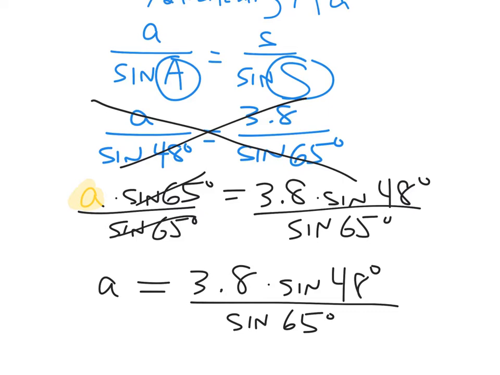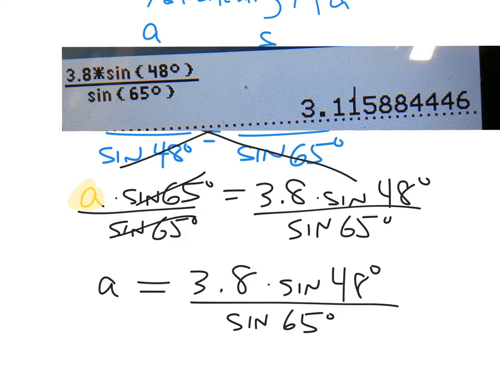So here we're going to get as our answer 3.1. This one happens to be miles, but it's going to be to the nearest tenth because it's the side of a triangle, 3.1.